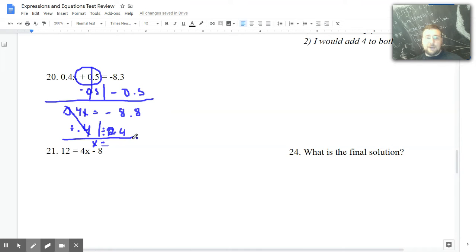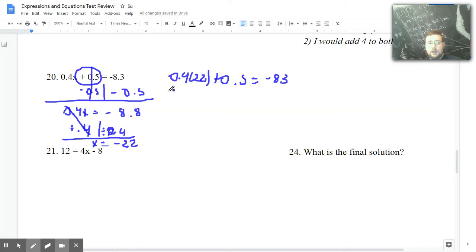And then you have to put in the calculator negative 8.8 divided by 0.4 and see what you get. When you do, the calculator gives you 22. It's going to be negative though, because negative divided by positive is negative. So that was 20, and I can check if I got that right by doing 0.4 times 22 plus 0.5, and I have to end up with negative 8.3.